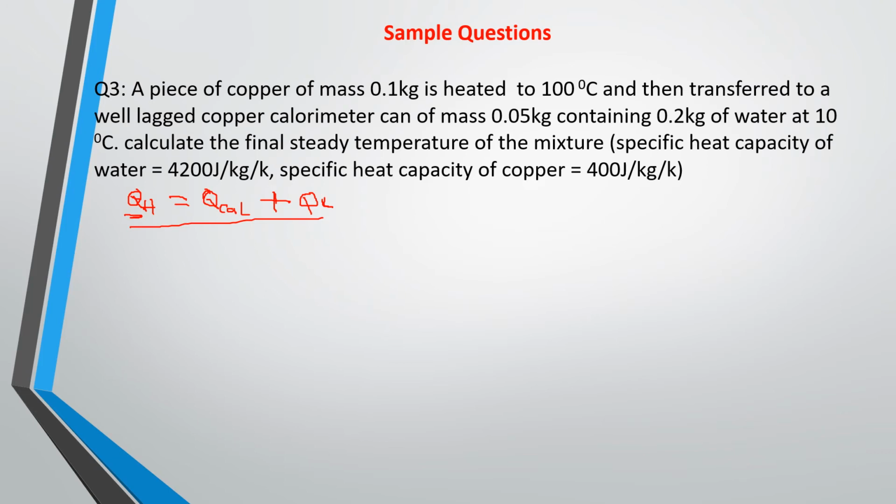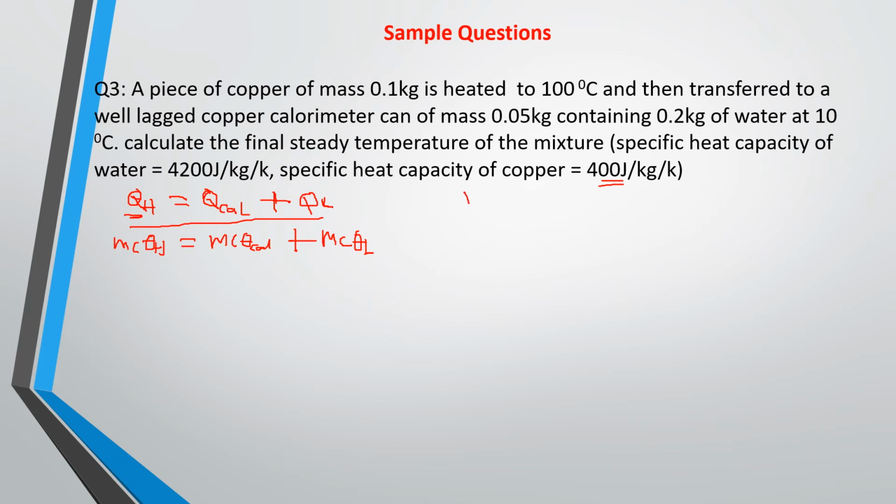So this is equal to mc theta, this change in temperature, for the hot object, is equal to mc theta for the calorimeter plus mc theta for the liquid. Okay, so the calorimeter and the copper, they have the same specific heat capacity. Okay, fine. So from here now, let us bring out all these variables.